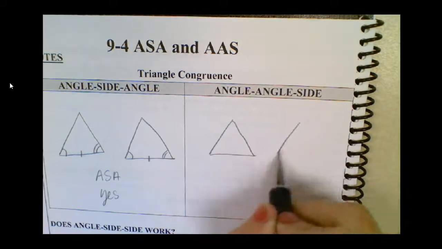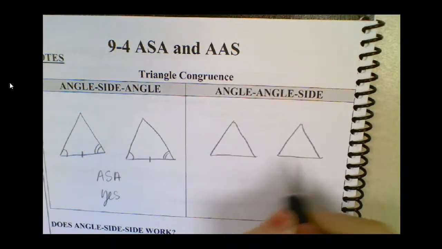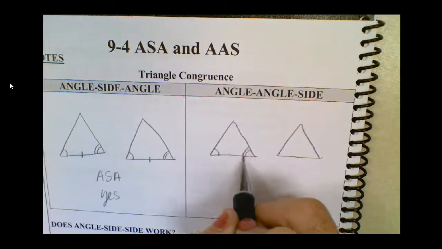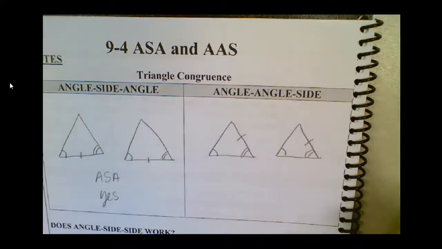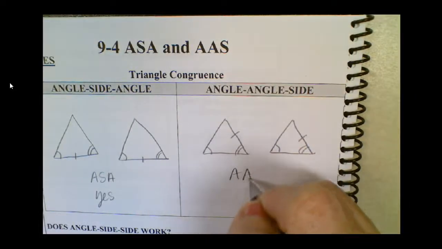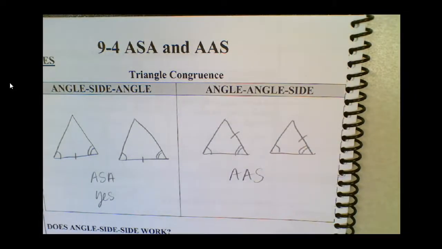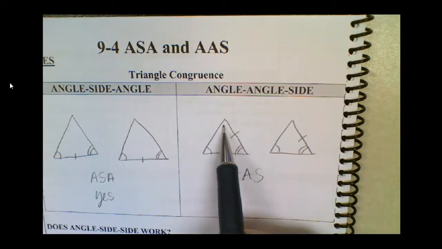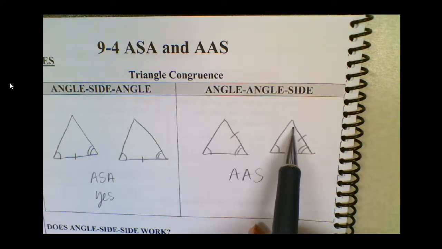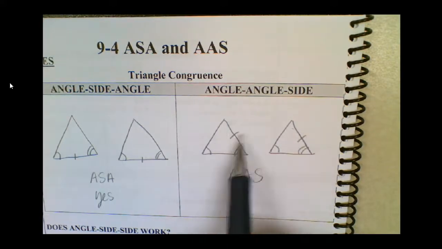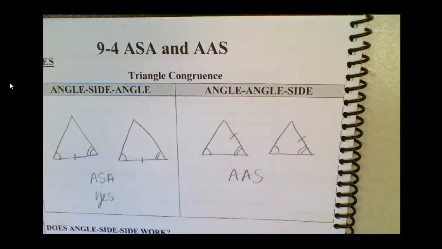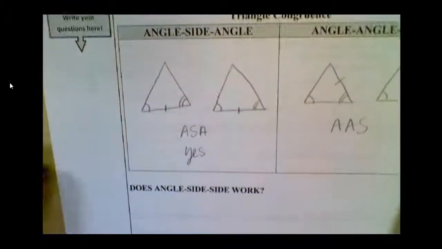So then we also have to look at angle, angle, side, which would be angle, angle, side, and angle, angle, side. And yes, angle, angle, side would also work. There's only one size that this remaining third angle can be. And because you have that side that is the same in both triangles, it would have to be exactly the same size triangle. There's no other option for that.